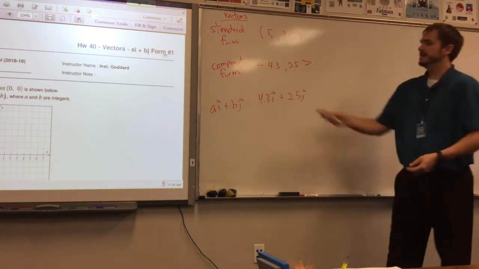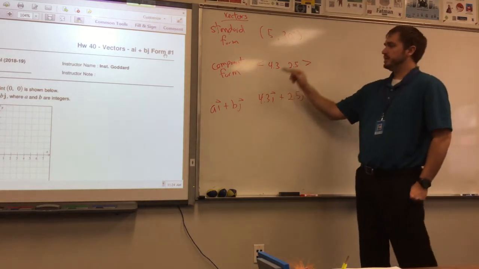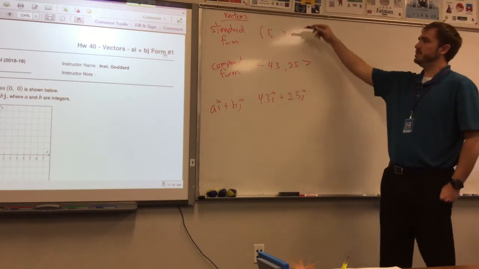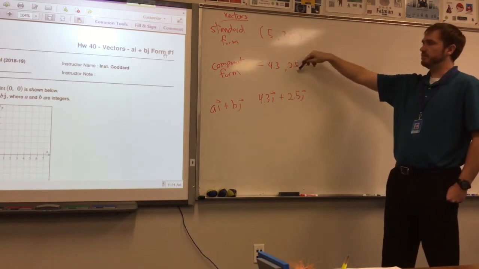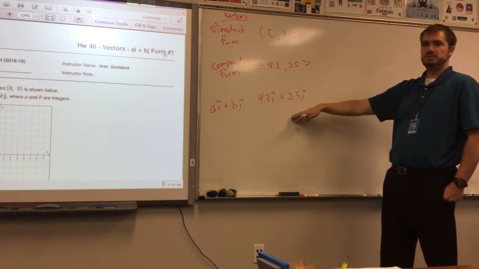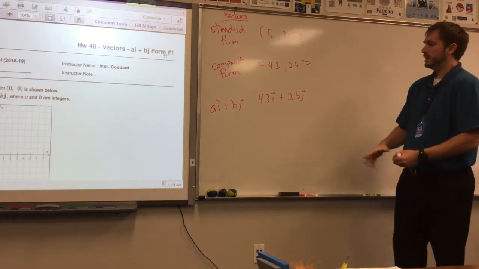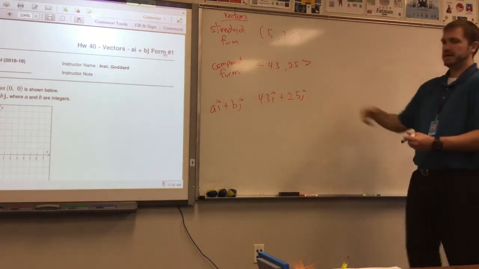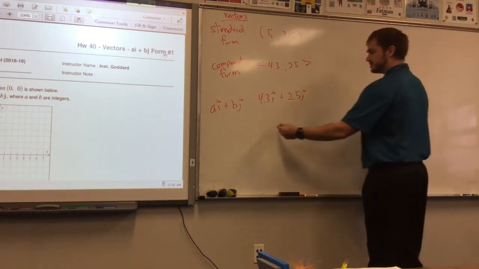Not quite, but there are a lot of similarities. So what we'll find here momentarily, if you know how to go from standard form to component form, it's going to be that same process to go from standard form to ai plus bj form, okay? Now you might be wondering, what is this i and this j thing? Well, I'll show you.